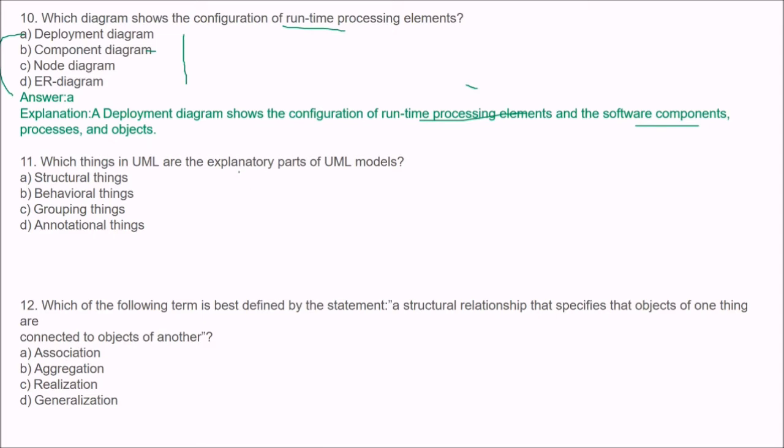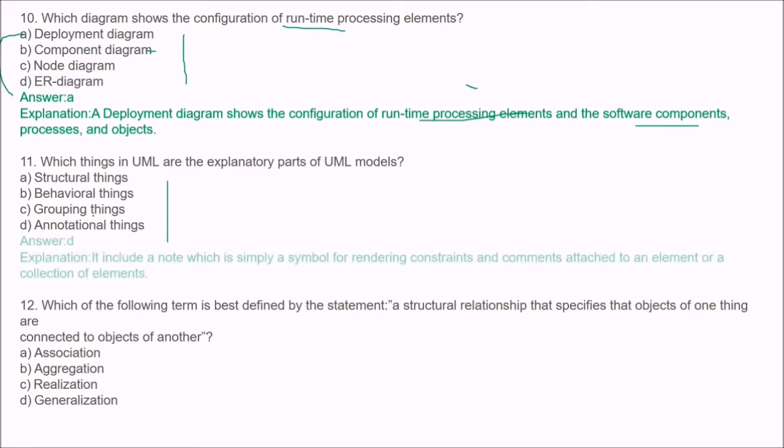Which things in UML are the explanatory parts of UML models? These are options for you. The answer is annotational things. It will explain the parts. So it includes a note, which is simply a symbol for rendering the constraints and comments attached to an element or a collection of elements.